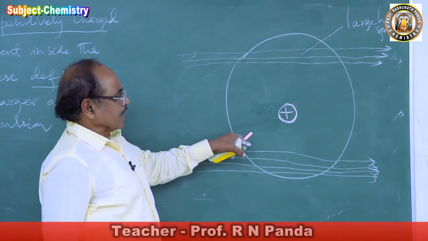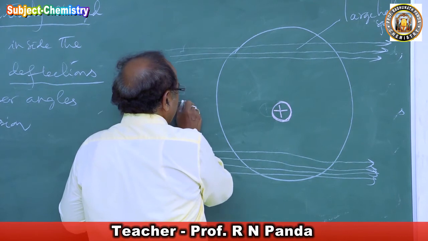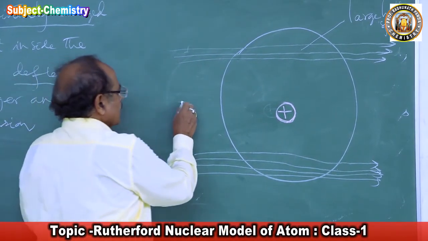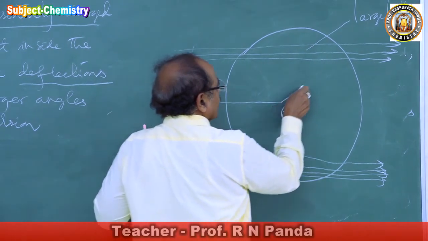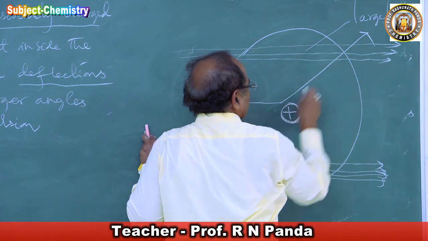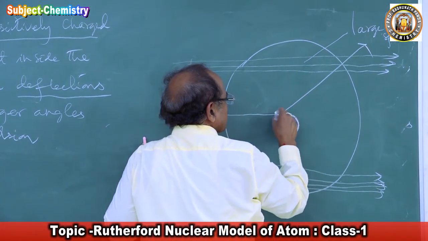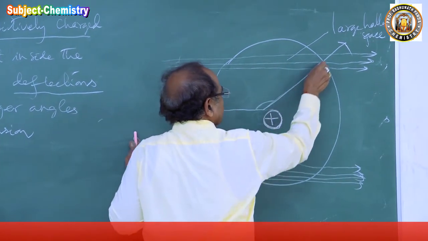And those alpha particles that come closer. Suppose one alpha particle comes closer to this. Then this will repel this, hence it undergoes repulsion. So this should have gone like this, but because of mutual repulsion, this is the angle of deflection, and it went like this.